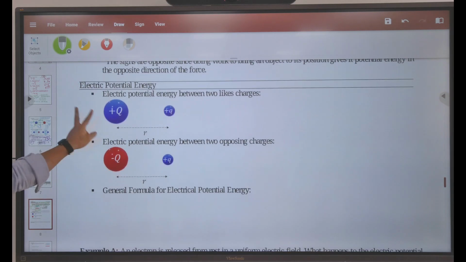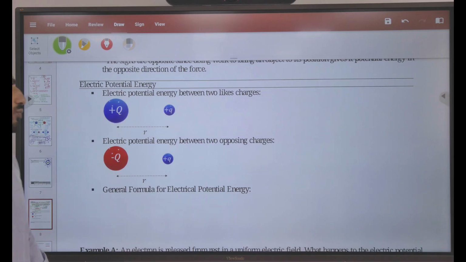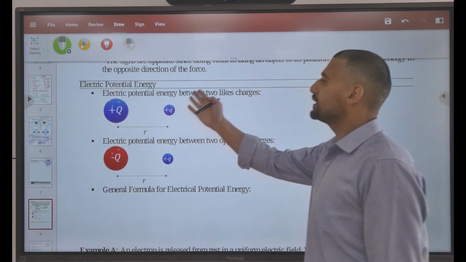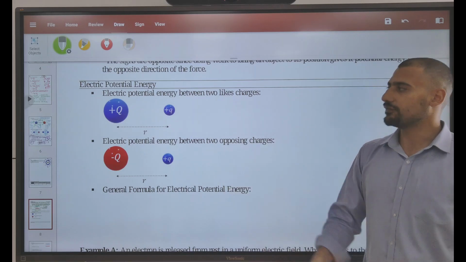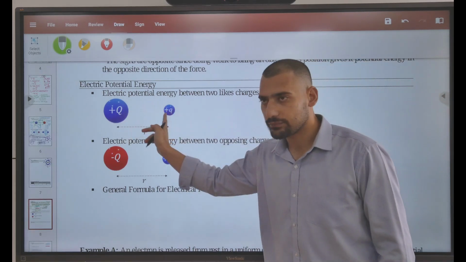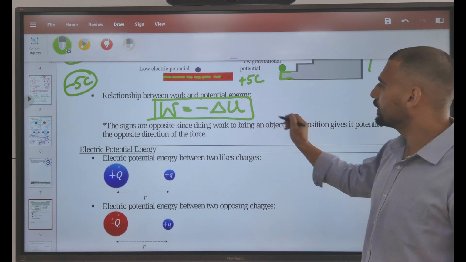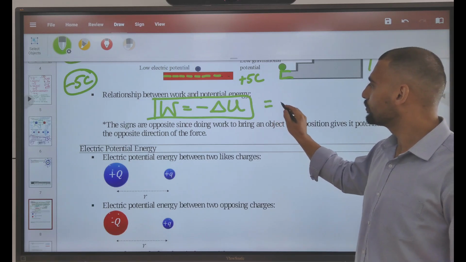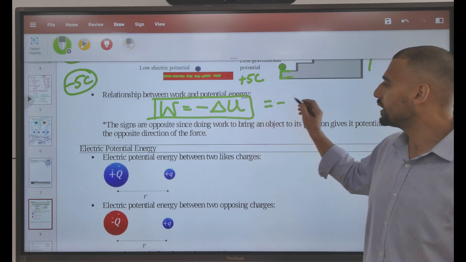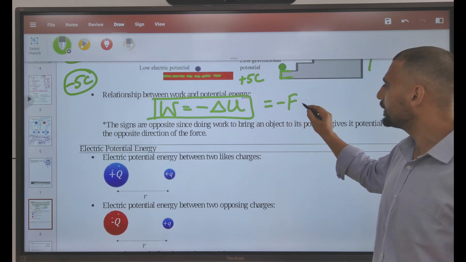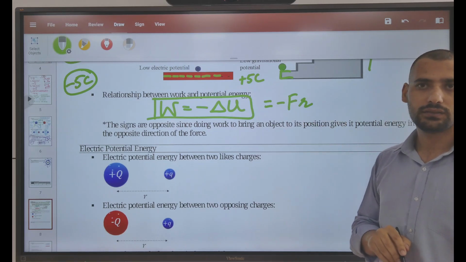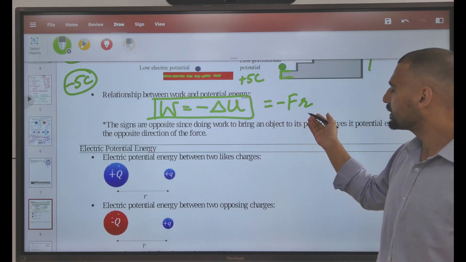Okay, then we have some equations because that will be used in the questions. Electric potential energy between two like charges. Say for example, we have two like charges here. We can also say that it is equal to the negative of work. You know that work is equal to force multiplied by the distance, isn't it? So you can take that expression as well.